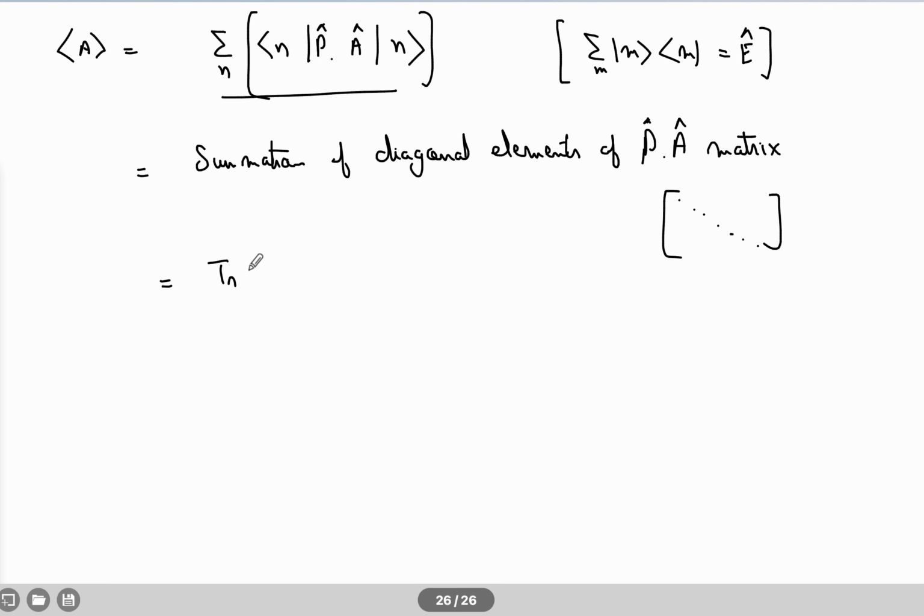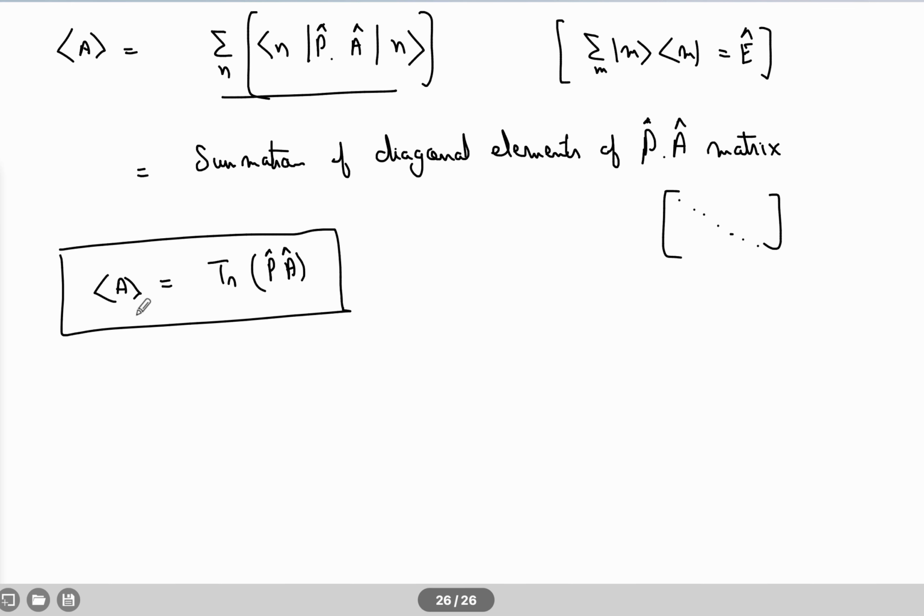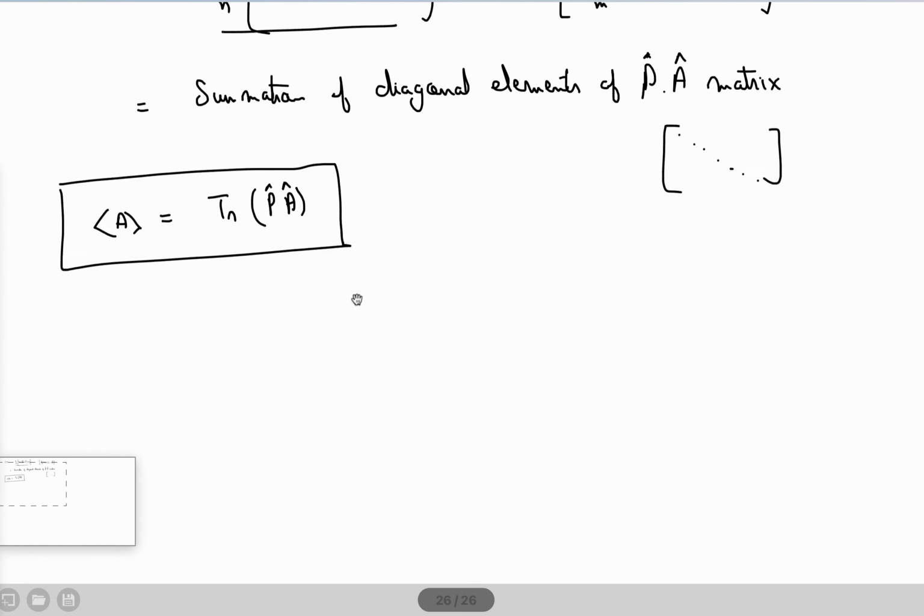So this is called the trace: the trace of the PA matrix. This is the expectation value. So this is a very, very important result, because it makes your life very simple. When you have to measure the expectation value of an operator for a spin, you take the projection operator, multiply it with the operator which you are using for measurement, and then calculate the trace, and that is the expectation value, right? So the calculation becomes very easy.